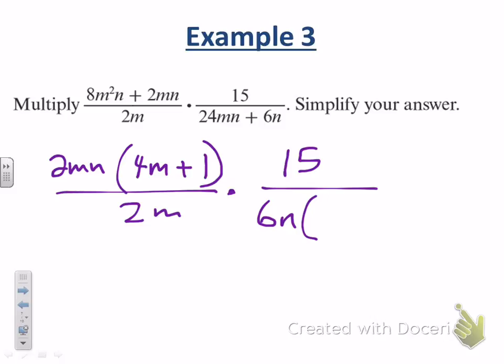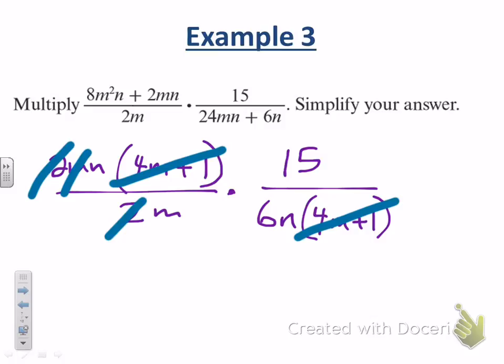We can take out a 6 in, and that leaves us with 4m plus 1. Now what can cancel? The 4m plus 1s can cancel, right? Can cancel these two. Ooh, 2m, with a broad stroke. The 2's can cancel. The m's can cancel. Holy cow, the n's can cancel. Right? Anything top to bottom we can cross cancel. So what are we left with? 15 over 6, which is, as a fraction, 5 over 2.